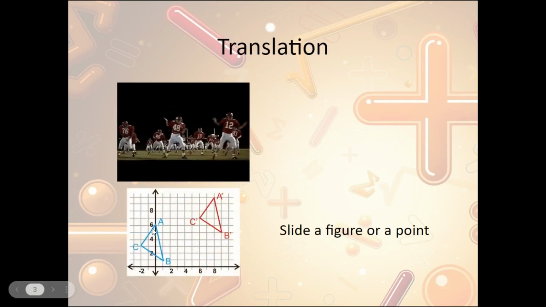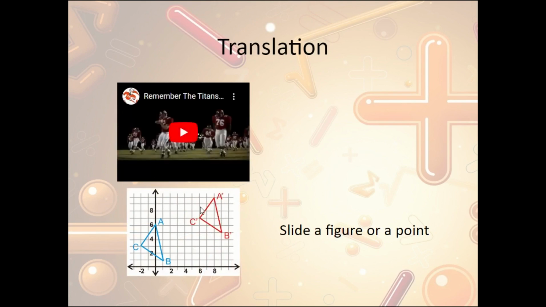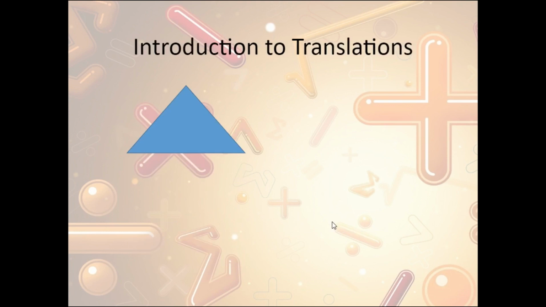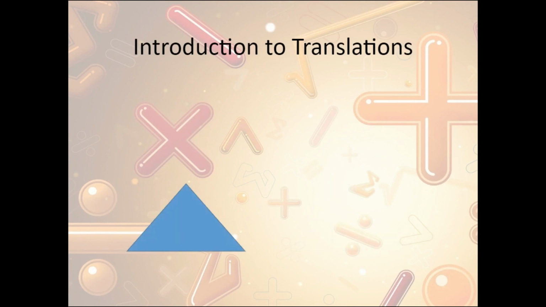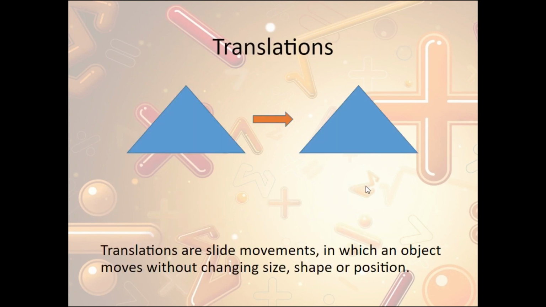So for instance, we have a triangle here. And if we slid it to the right and up, it would end up being this triangle here. So it's just a slide movement. So introduction to translations, here's our triangle. If we were to slide it, it could move and look like that. Or we could slide it down. Or we could slide it to the left. So all of these are translation movements.